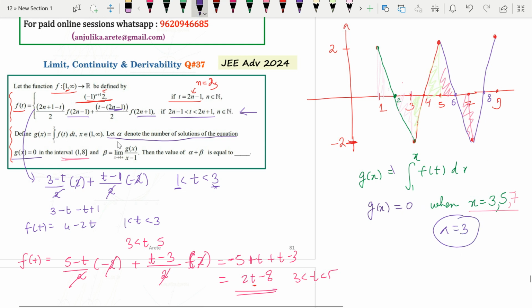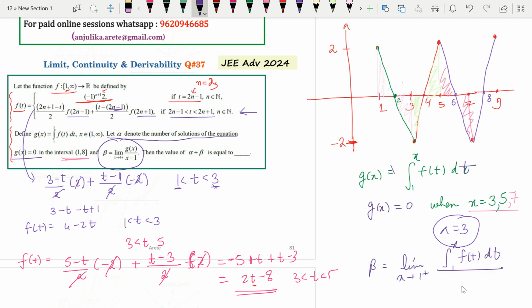Nice. Let's move. What is beta now? Beta, they are saying, is the limit as x goes to 1 from the positive side of g of x. What's g of x? Let's write that. Integral 1 to x f(t) dt. That's my g of x. Here also it was dt, right? Yeah. Dividing by x plus 1.